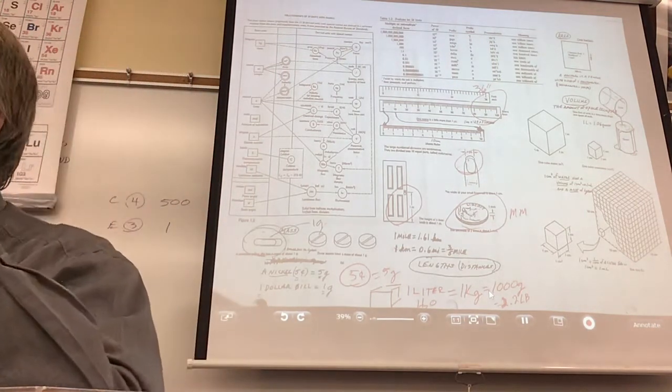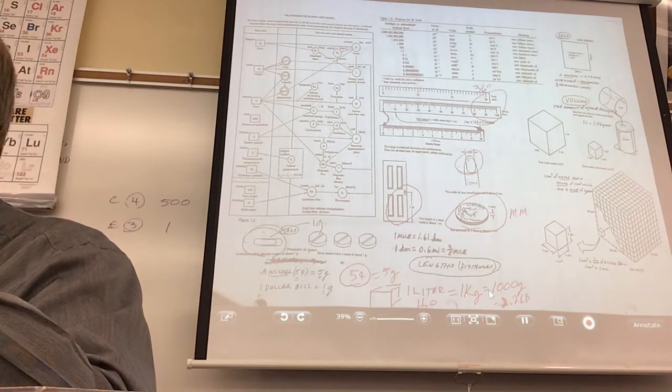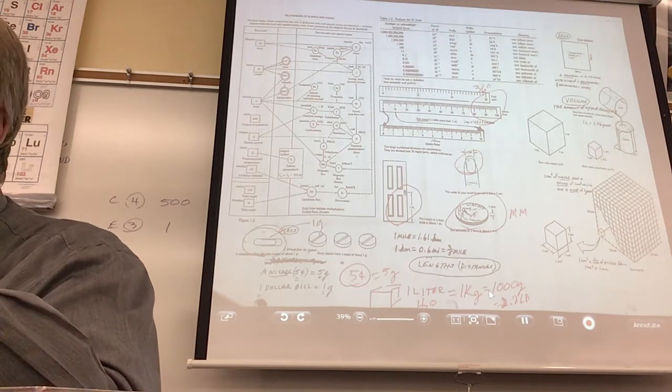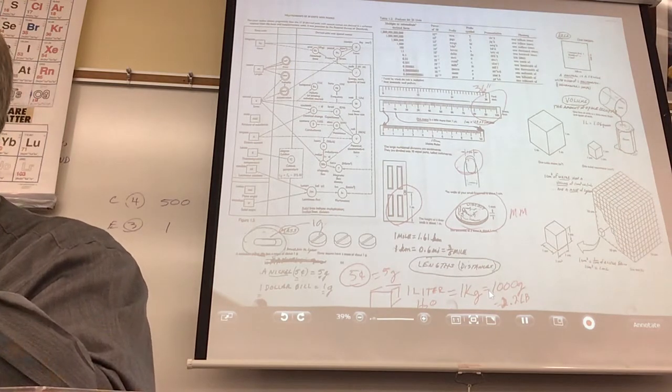Oh, by the way, if you don't know your metric prefixes, you're not going to do well on the test, okay? We already had flashcards, we had quizzes, right? You have to know those.